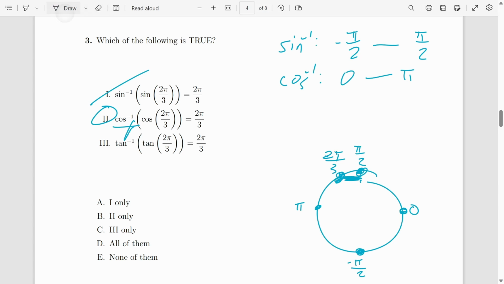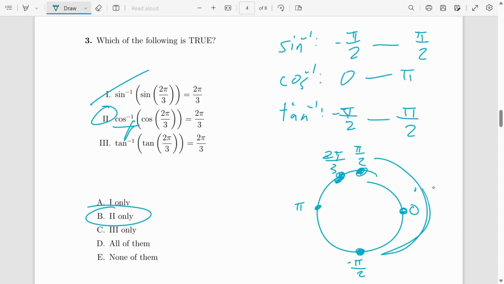Now what about 3? Well, actually, we can already figure out that C or B is our right answer. But let's work through 3, the tangent, first before we move on. The inverse tangent's range is the same as sine, inverse sine. So it's negative pi over 2 to positive pi over 2. So again, it's this arc here.